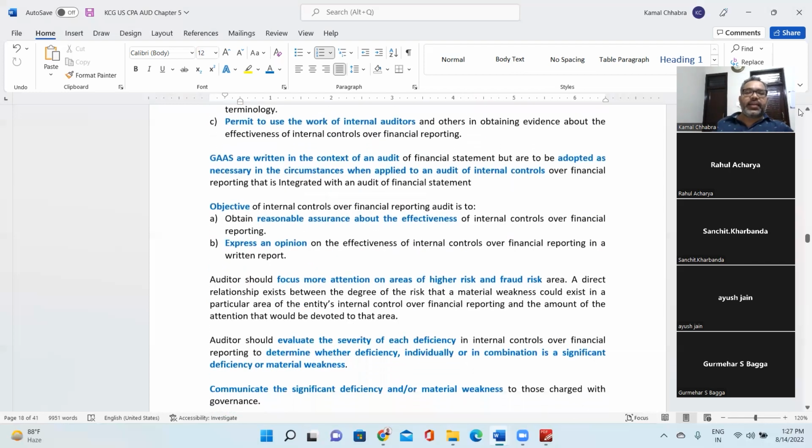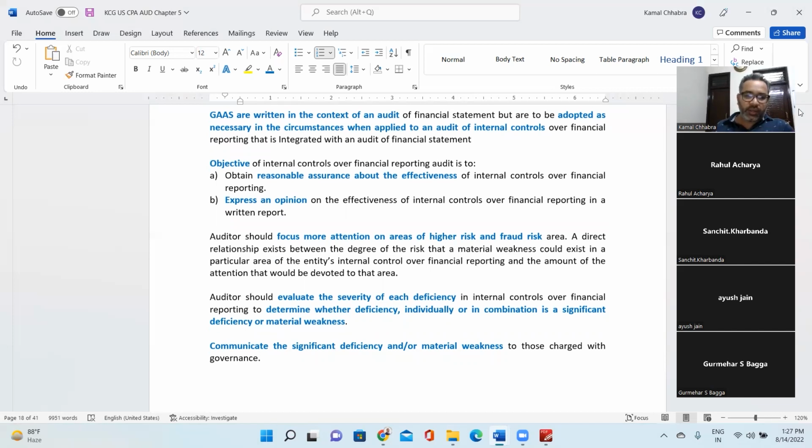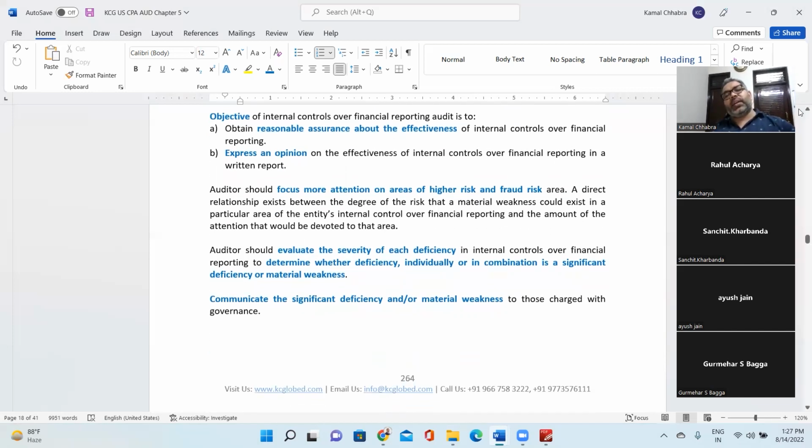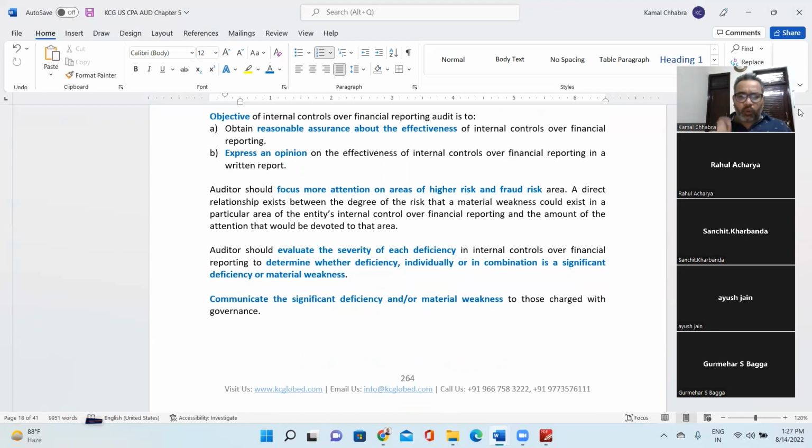Right? GAS are written in the context of an audit of financial statements, but are to be adapted as necessary in the circumstances when applied to an audit of internal control over financial reporting, that is, an integrated audit. Right? Objectives of the internal control over financial reporting audit: first is to obtain reasonable assurance about the effectiveness of internal control over financial reporting. Second is to express an opinion based on the reasonable assurance you have obtained.